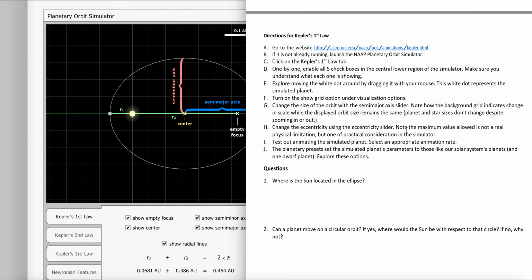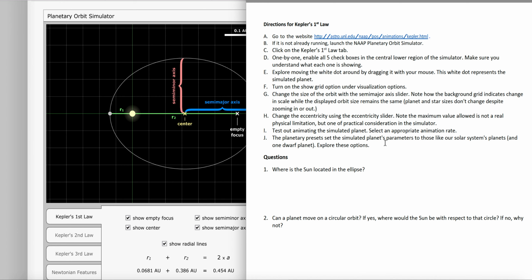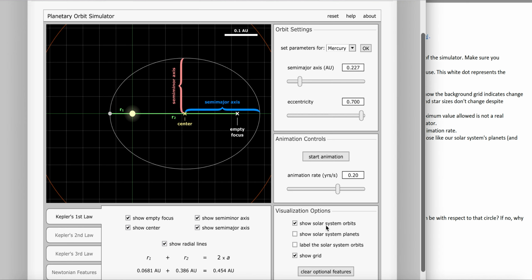What else can we change here? All right. Oh yeah, the maximum value is not real, just as much as the simulator will go, as I just mentioned. It says to test out animating the simulated planet, and select an appropriate animation rate. The planetary presets set the simulated planet's parameters to those like our solar system's, as well as one dwarf planet as an option. So we can actually turn on some values here, we can set parameters, right?